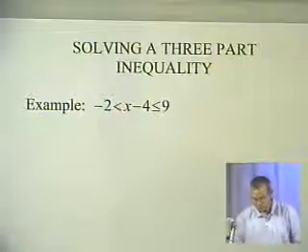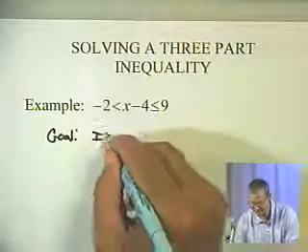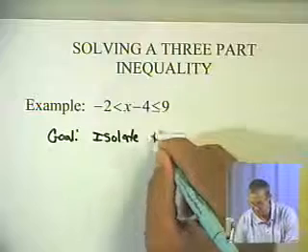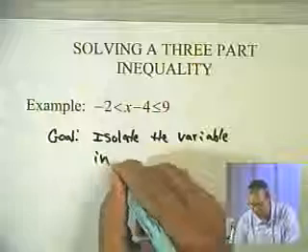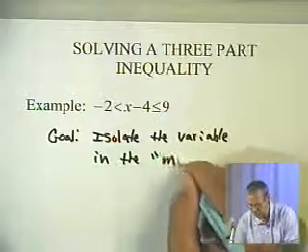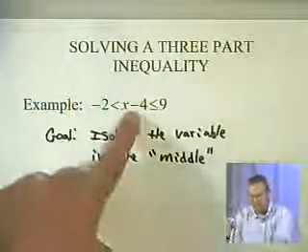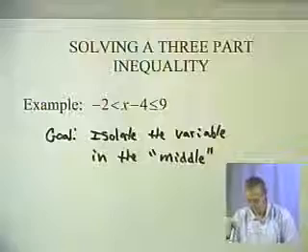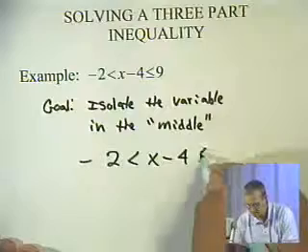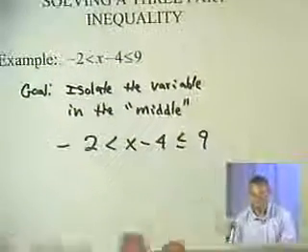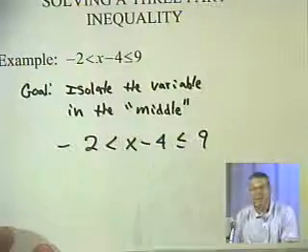Our goal on this problem is to isolate the variable in the middle, and I'll put that in quotes. What I mean by middle is in between the two inequality symbols. So we want to get x by itself right here. Let me go ahead and rewrite. Now, what we want to do is get that x by itself. So we want to get that negative 4 out of there.